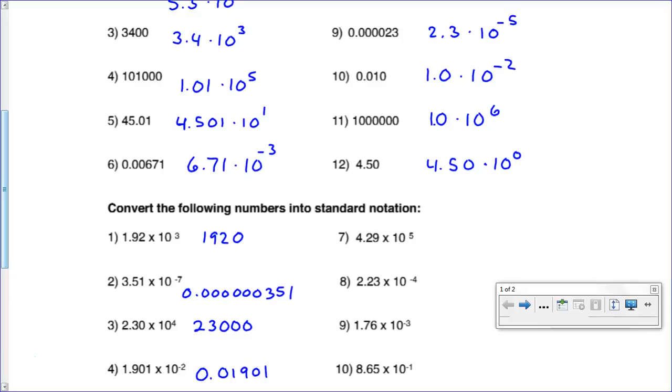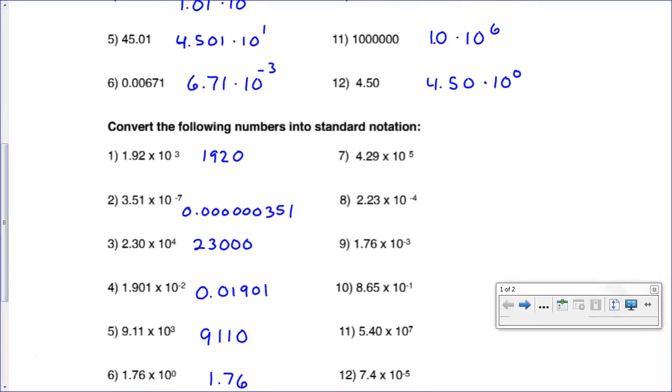Bouncing back up here. 4.29 times 10 to the 5th. All right, there's a large number, so we're going to bounce the decimal over here to the right. 1, 2, 3, 4, 5. We have 3 spots there that need zeros, so 429,000 is what we end up with.